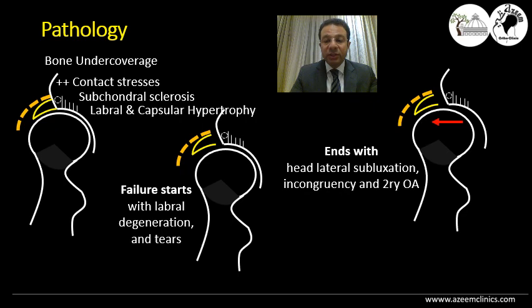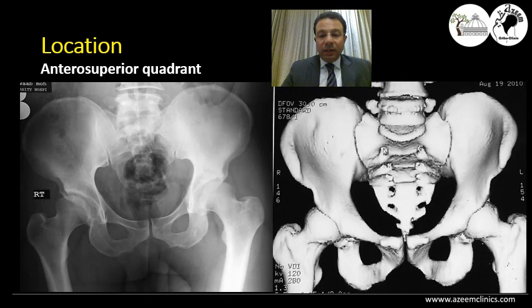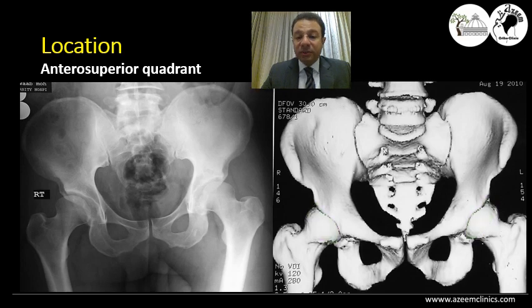In the second stage, after years of overload, failure starts after degeneration and results in a tear. At that point, the patient starts feeling pain. Finally, the end stage comes, where the head subluxes after soft tissue tears and degeneration, resulting in incongruency and secondary osteoarthritis. All these changes occur at the rim of the acetabulum, and that's why we name it acetabular rim syndrome or premature aging. Looking at the location of the pathology in acetabular dysplasia, all these changes occur in the anterosuperior quadrant, where the bone is deficient.